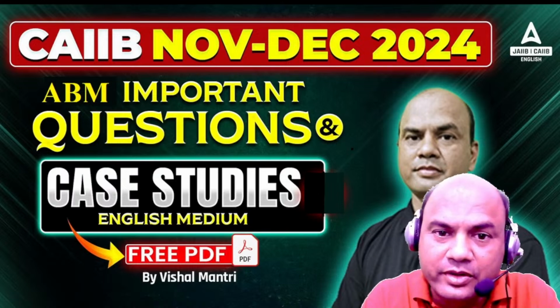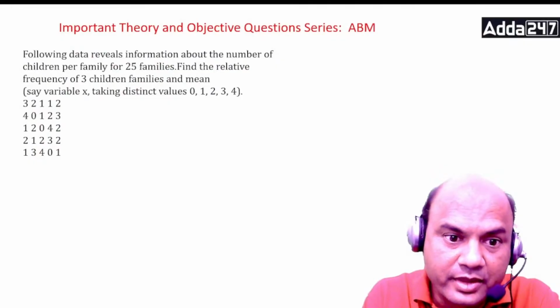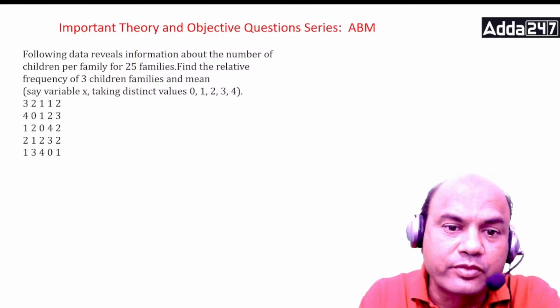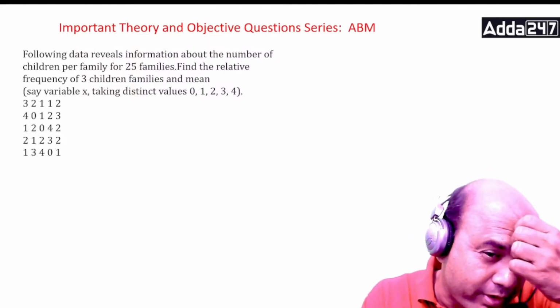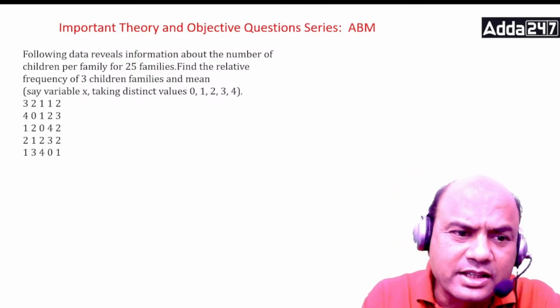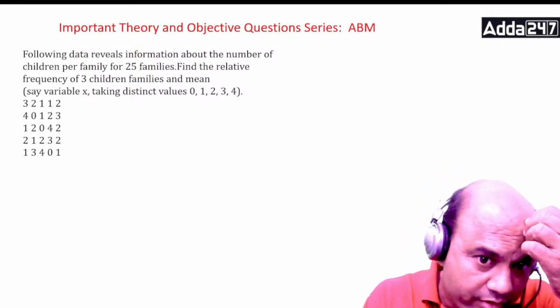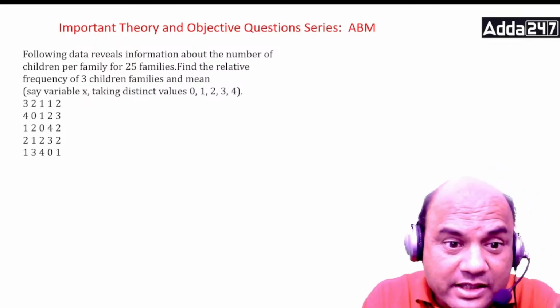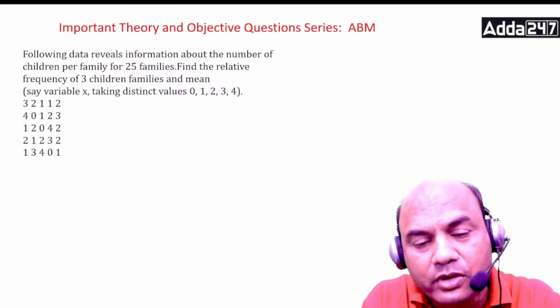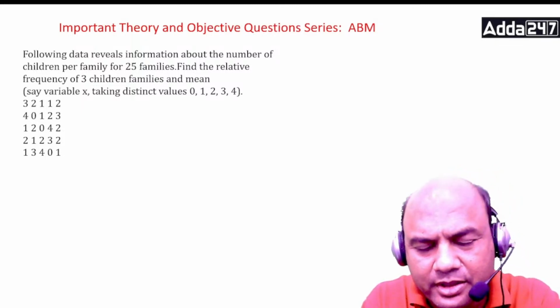Today I'll be dealing with the case study related to frequency distribution. Very important. The following data reveals the information about the number of children per family for 25 families. See this, 25 families are given. These are the children. One family is having 3 children, then 2, then 1, 1, 2, all these. Find the relative frequency of the 3 children families and the mean of all these. So 2 things are required. One is relative frequency, second is the mean.